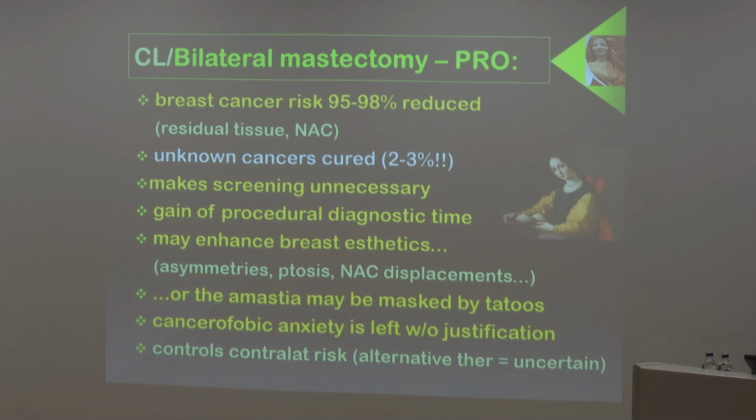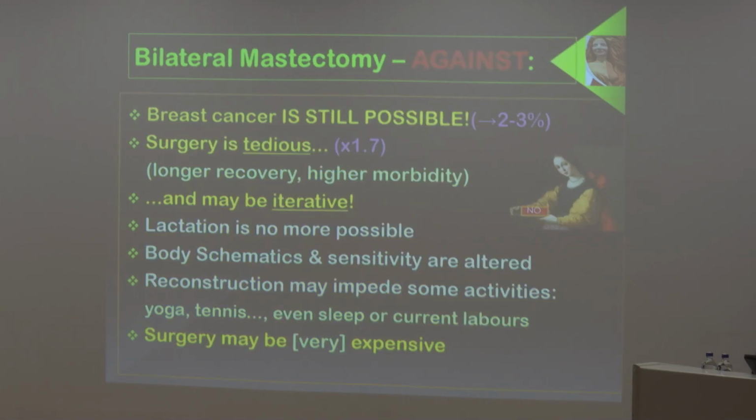This operation is pleading the reduction of breast cancer, that is important. Much more important, the unknown cancers that are cured, and this may be up to 3% of cases, occult or ignored cancers that are discovered doing this prophylactic and stupid operation, apparently. And this is also giving some release for the patient against mastectomy. Breast cancer is still possible in 2, 3, or maybe 5% of cases.